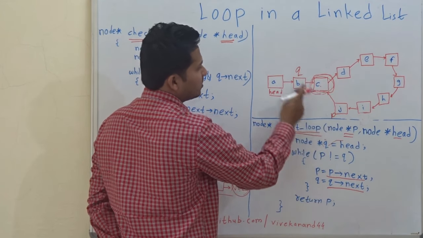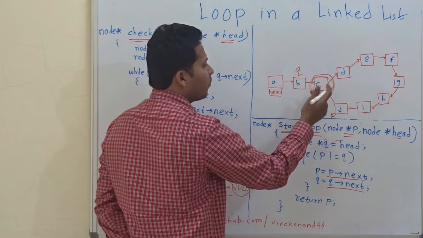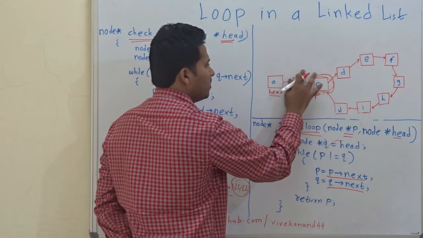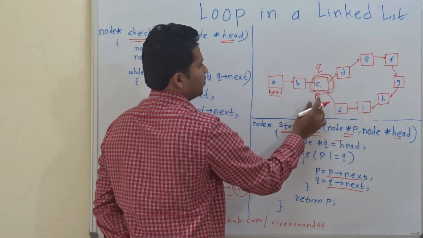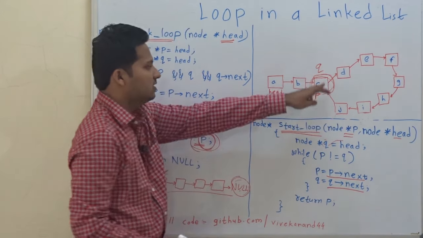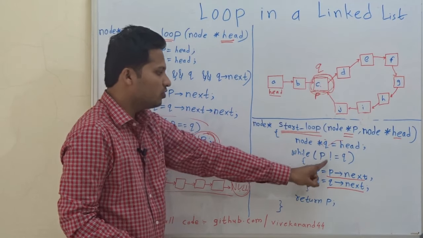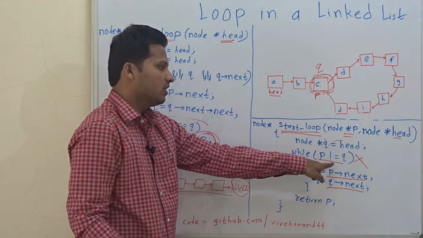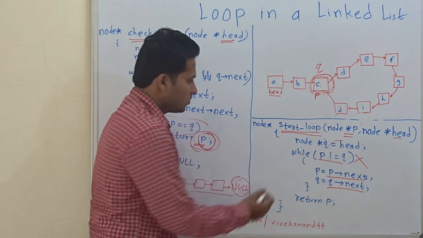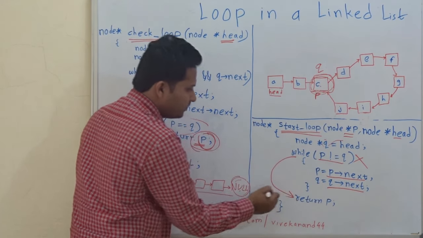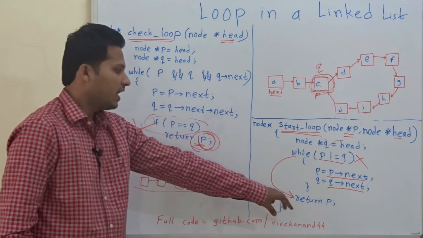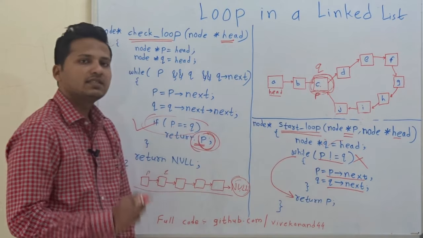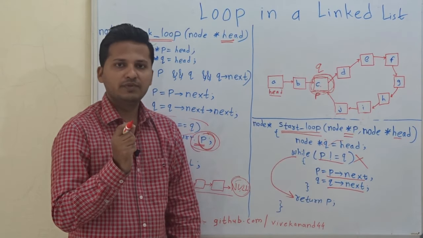P is not equal to Q, so we have to go for the next iteration. P by one position and Q by one position. Now let's see. Yes, here P is equal to Q. So this loop condition does not hold, and we come out of the loop and we return P. So we return the address of this node as the starting of the loop.